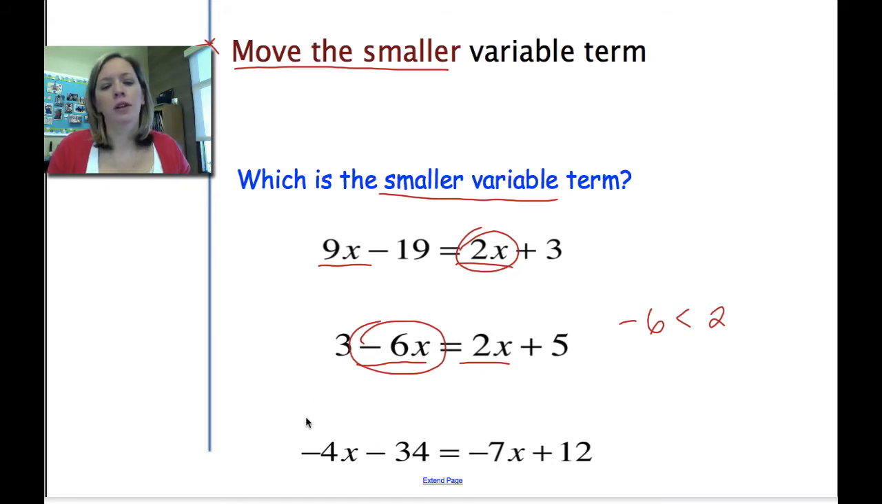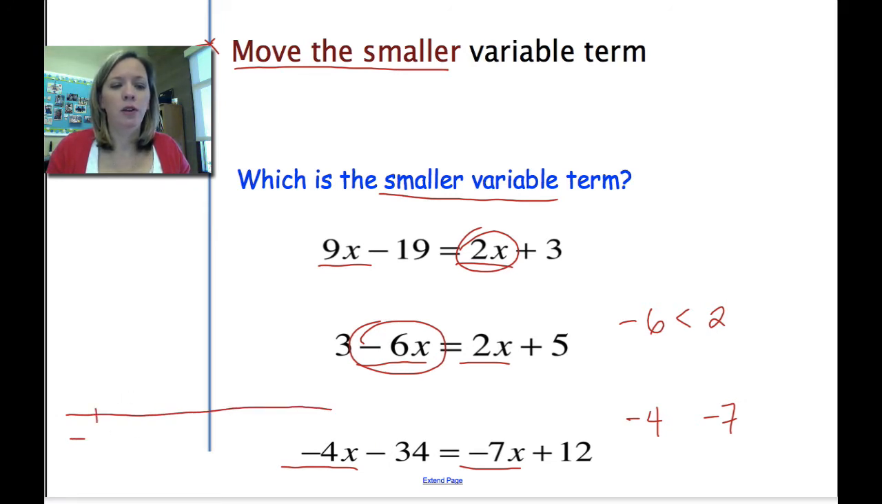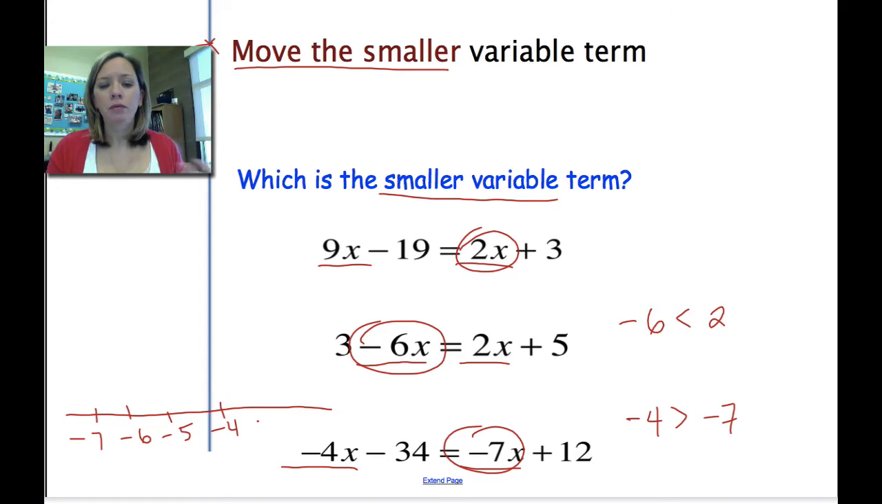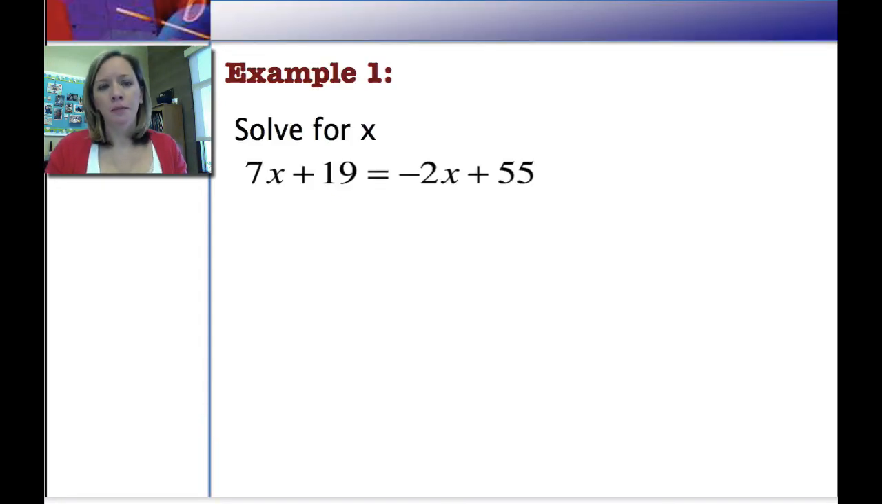And let's look at the last one. We have negative 4x and negative 7x. So again, we're comparing negative 4 to negative 7. If you think about a number line, and you don't have to draw this in your notes, a number line would go negative 7, negative 6, negative 5, negative 4, and so on. Since negative 7 is to the left of negative 4, negative 7 is smaller, so negative 7x would be the smaller variable term.